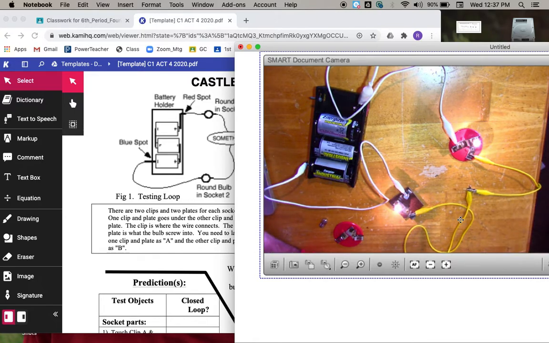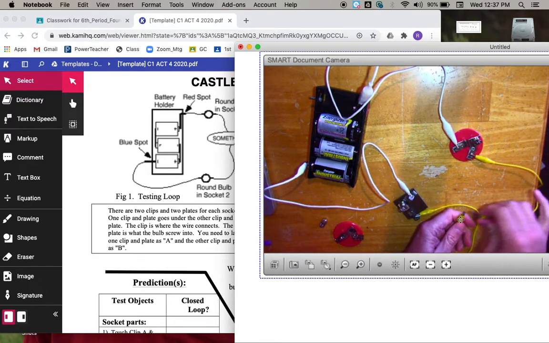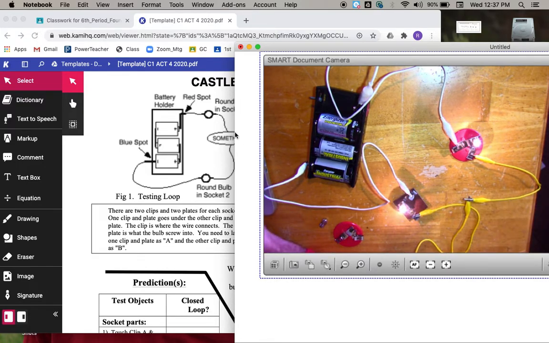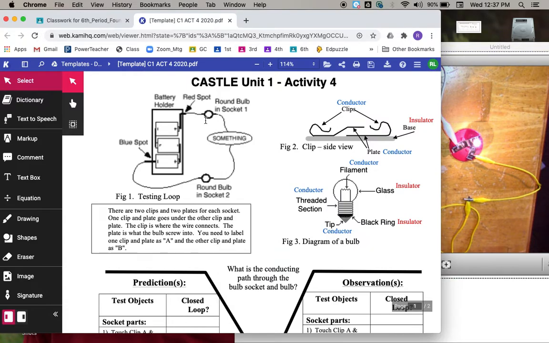Once again, a closed loop is when the test bulbs are lit, and an open loop would be when the test bulbs are unlit. Now, before we even make predictions on this, it's important to realize that you need to label parts of the socket with which clip and which plate is which.